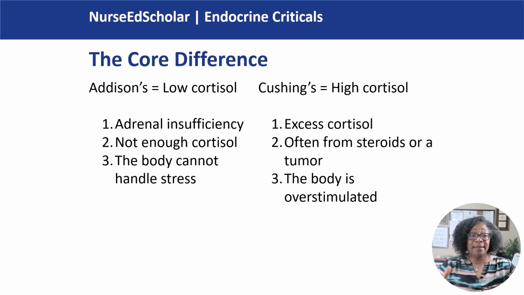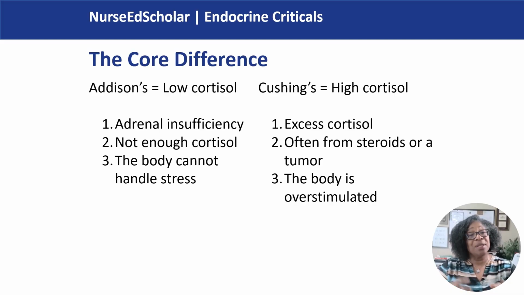So let's look at these differences. Now, Addison's disease is caused by adrenal insufficiency. So there is a hyposecretion of the adrenal hormone. That means there's just not enough cortisol being produced by the patient, and the body can't handle stress.